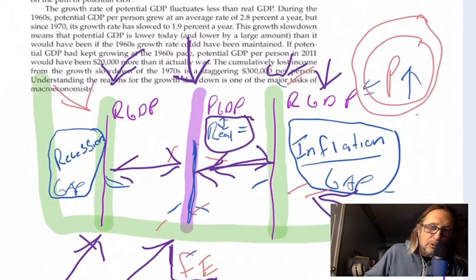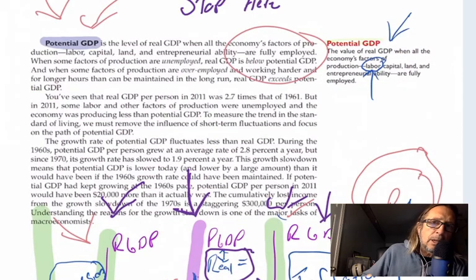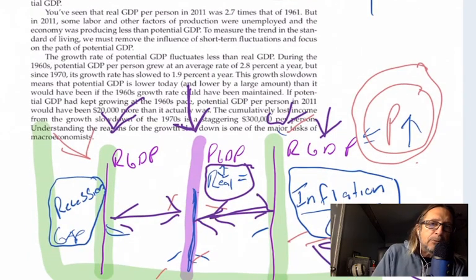So again, potential GDP, and it's far more complicated than I'm explaining it, but potential GDP is when we're using all our resources and they're at full employment. That means real GDP at full employment is the potential GDP, and when real GDP is above it, it's going to be an inflationary gap, and when real GDP is below it, it's going to be a recessionary gap.